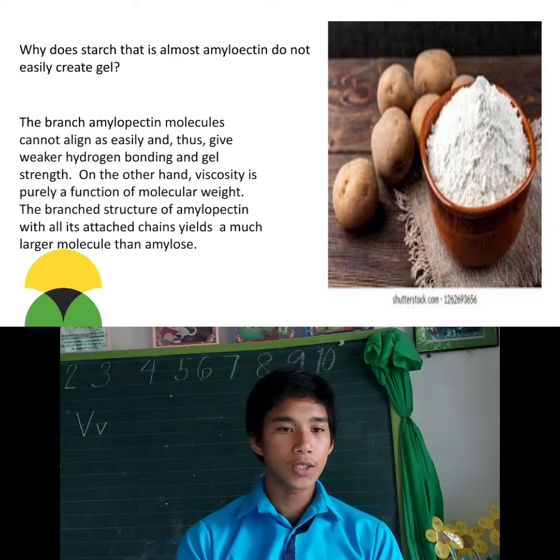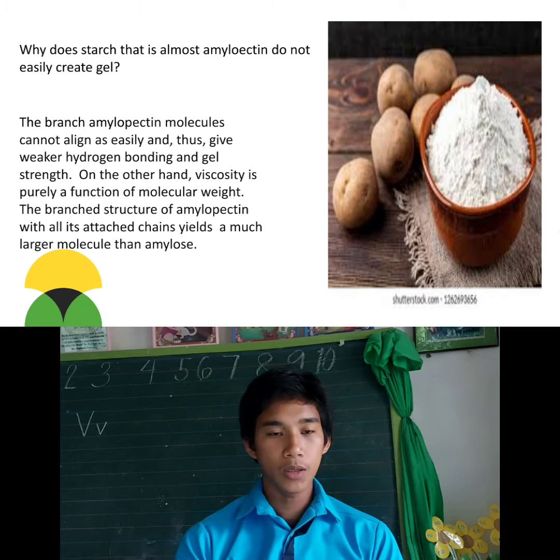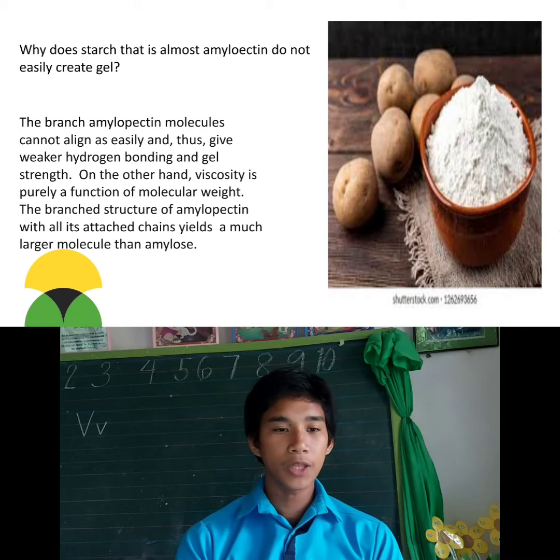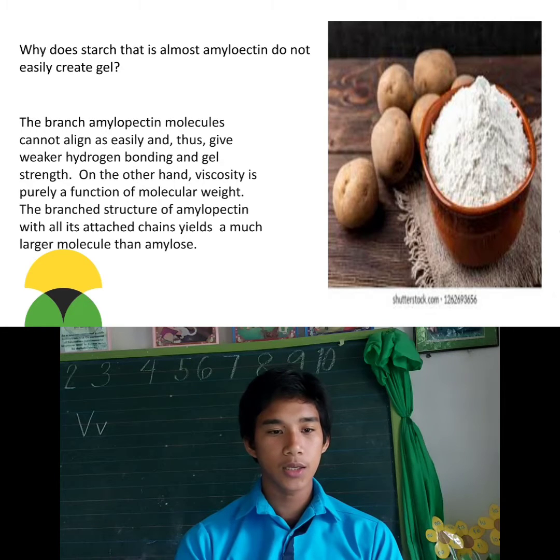Why does starch that is almost all amylopectin not easily create gel? The branched amylopectin molecules cannot align as easily and thus give weaker hydrogen bonding and gel strength. On the other hand, viscosity is purely a function of molecular weight. The branched structure of amylopectin with all its attached chains yields a much larger molecule than amylose.